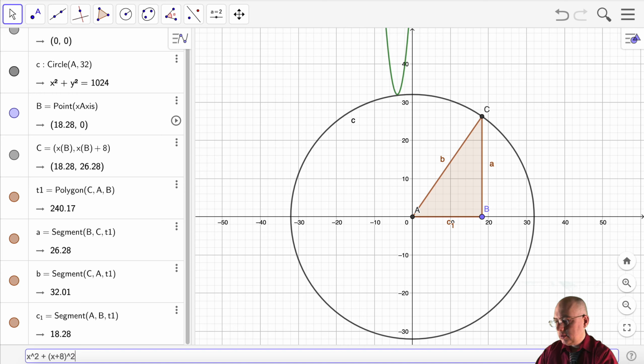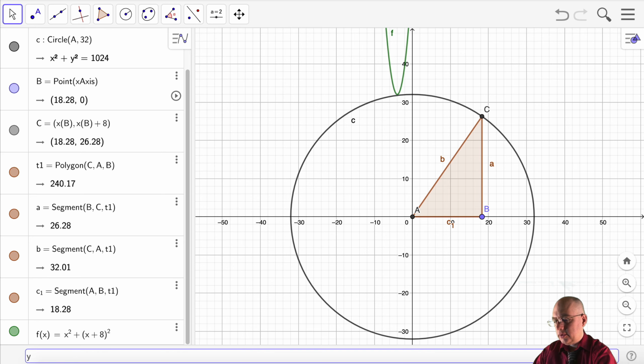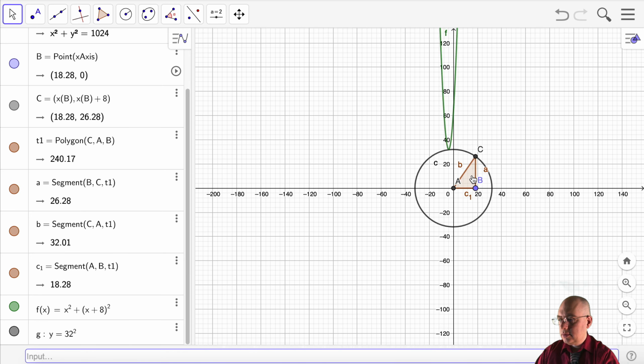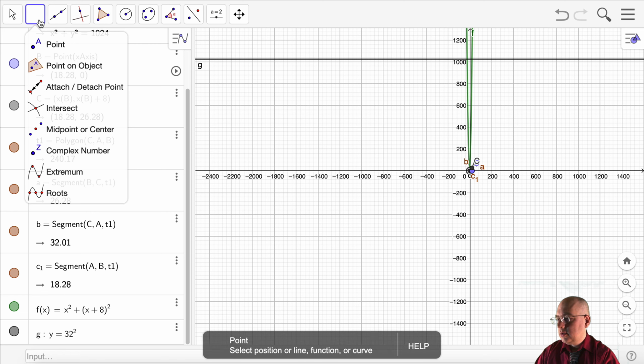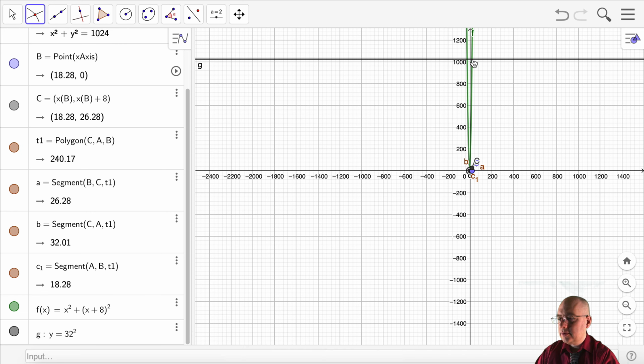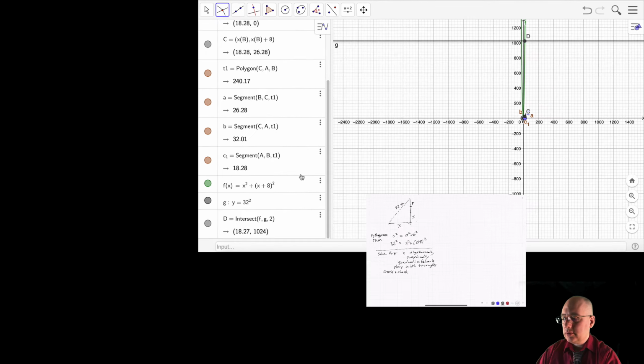Okay. And then we wanted y equals 32 squared. You've got to zoom out, which you can do. Then do intersection point of these two things. And you get a point, 18.27. All right, so there you go.